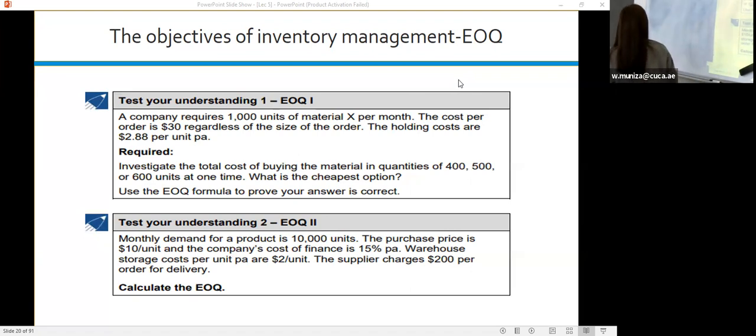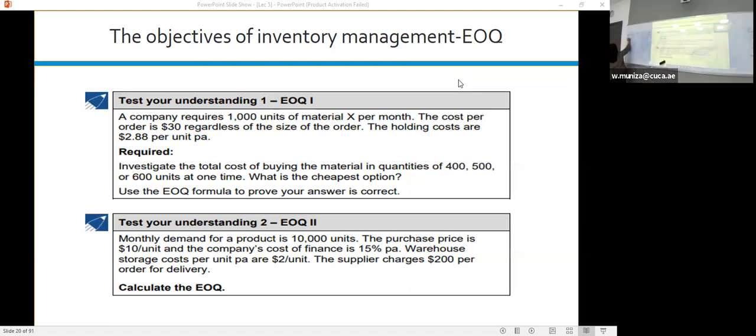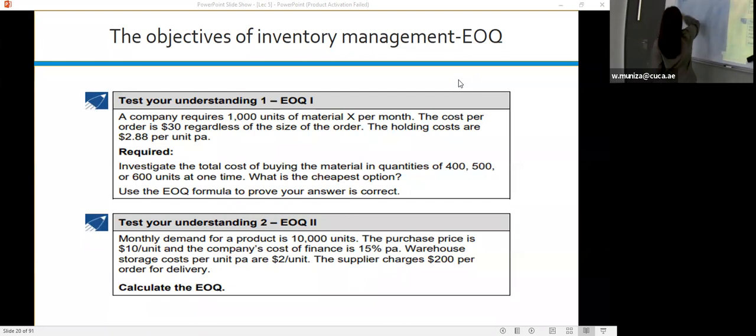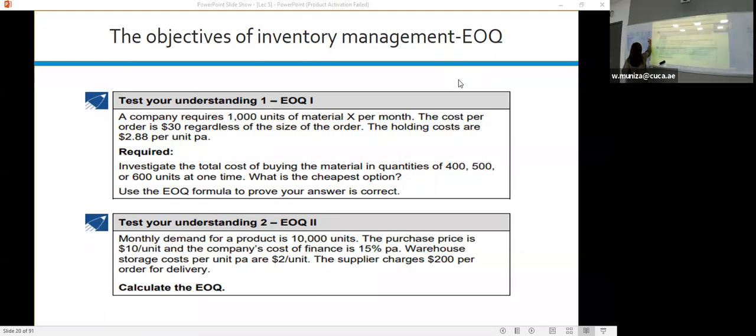Right? Okay, now what you have to do, you have to calculate the cost of holding. What is the formula of cost of holding inventory? As I have told you, this is holding cost per unit multiplied by average inventory. So cost of holding per unit, as you can see, is 2.88 per unit. So 2.88 multiplied by 200 for 400 units, 576. 2.88 multiplied by 250, 720. 2.88 multiplied by 300, 864. Are you clear?